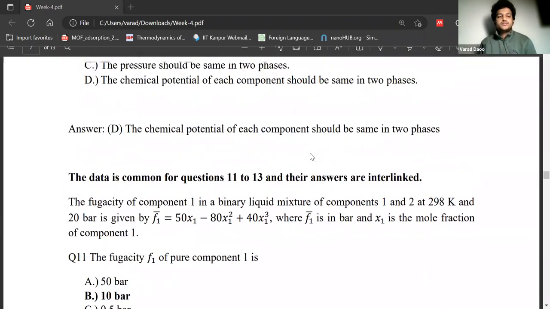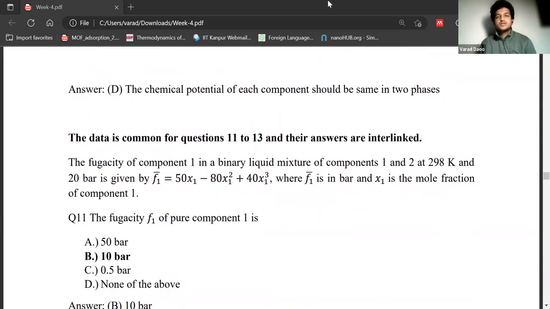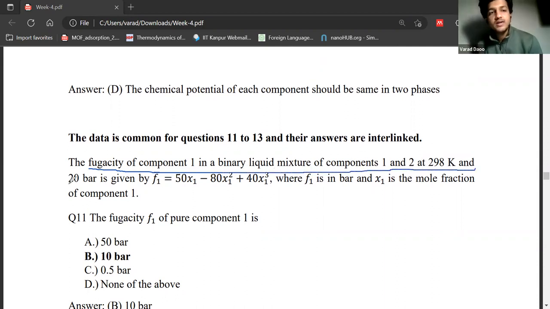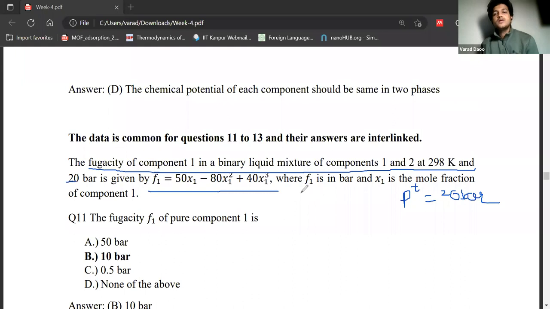So this is the question. Okay, so it is a linked type of question. What we are given is the fugacity of component 1 in a binary liquid mixture of components 1 and 2 at 298 Kelvin and 20 bar. So remember, total pressure has been given as 20 bar. It is given by this expression, where f1 is in bar and x1 is the mole fraction of component 1. What we need is the fugacity f1 of the pure component.